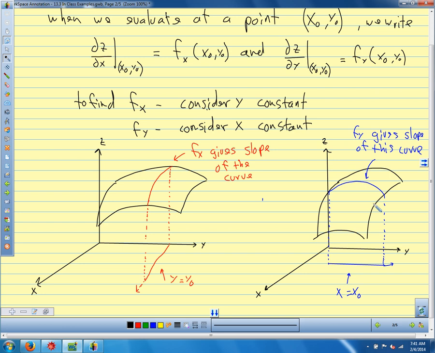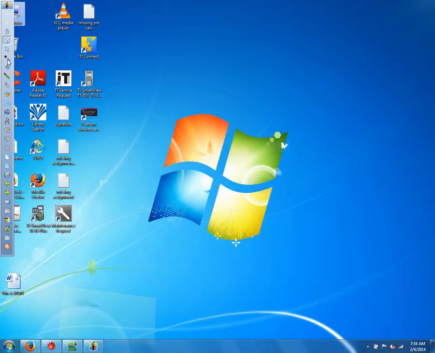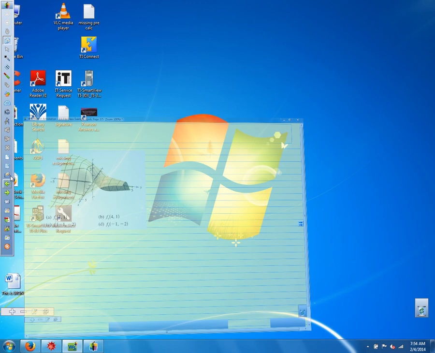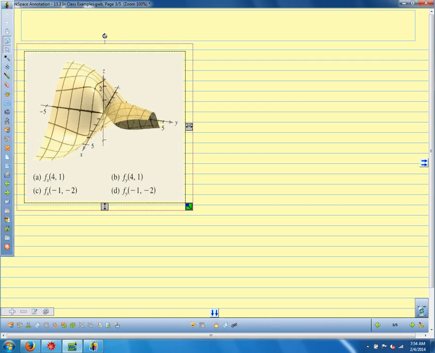So what I want to do is spend a little time visualizing partial derivatives, the signs of partial derivatives, and talk about increasing and decreasing when we're looking at a picture of a surface. So keeping this idea of slope in mind, I want to look at this next page. So here's our surface. Let me make this a little bigger.